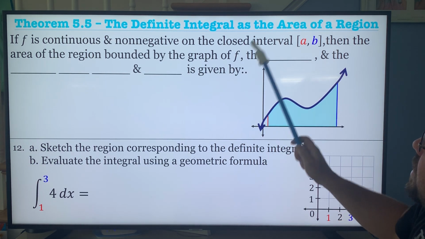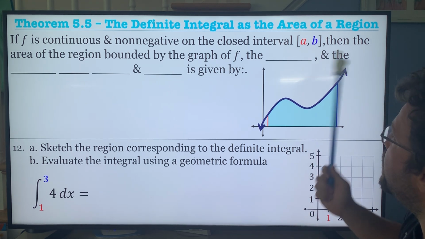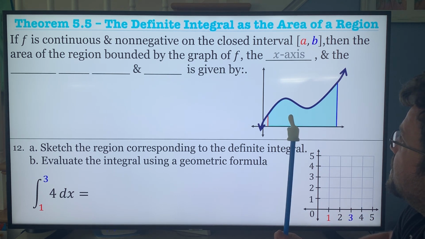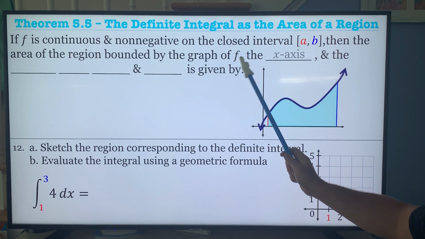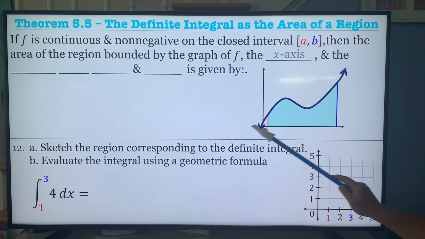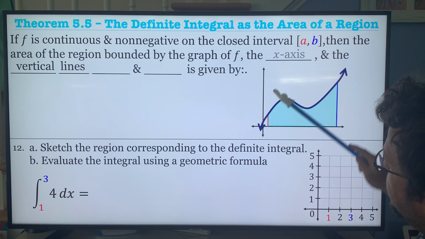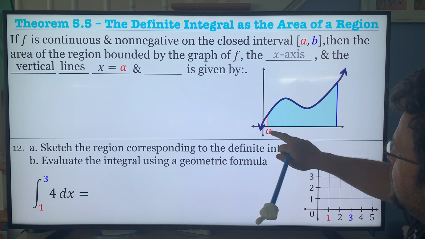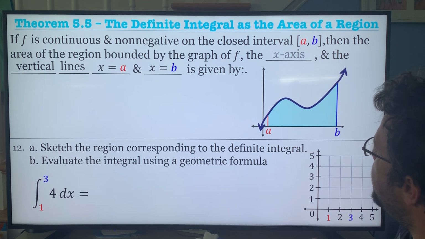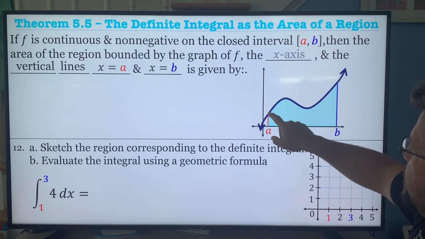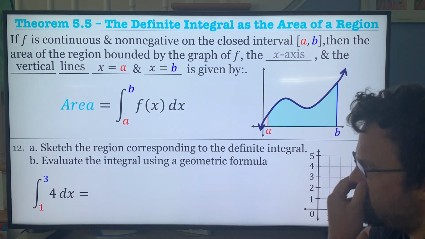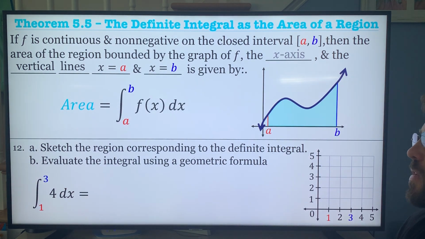If f is continuous and non-negative on the closed interval AB, then the area of the region bounded by the graph of f is bounded by the x-axis. So it's bounded by the graph of f. That's one. Second thing it's bounded by is the x-axis. Then it's bounded by the 2 vertical lines, x equals A and x equals B. So what it means is it pretty much boxes off your graph, okay? So you have straight line, straight line, straight line, and then your function's curved. Got it? Now it's given by the function, as we said before, area equals the integral from A to B of f of x dx, which is what we just did.